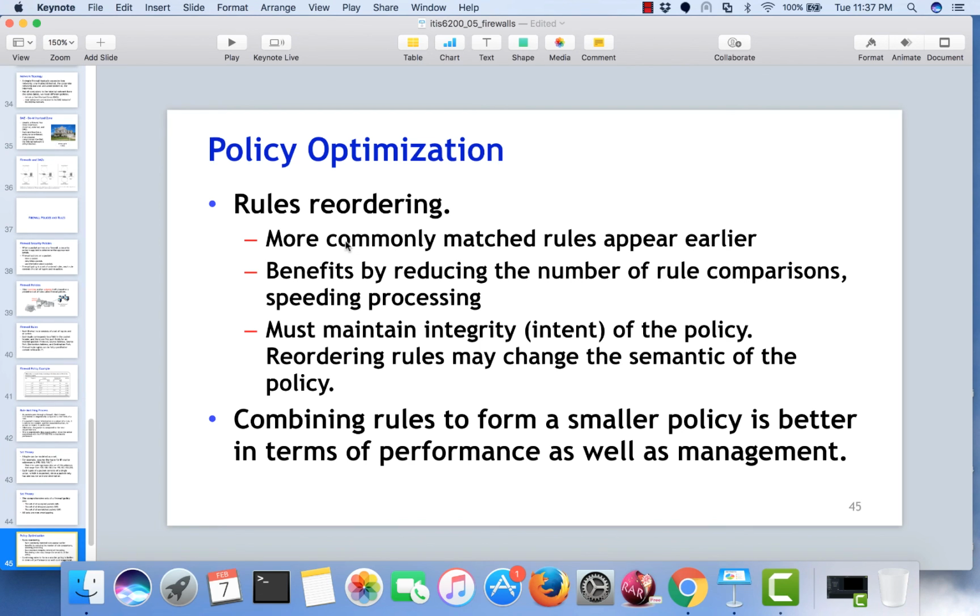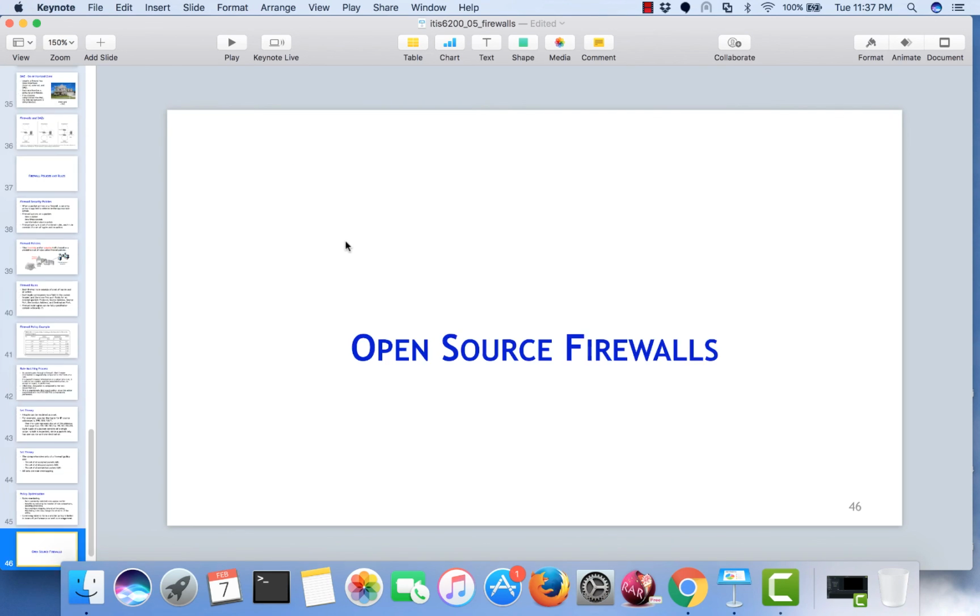Combining rules to form a smaller policy is better in terms of performance as well as management. If you have some very similar rules, where you're going to allow traffic from HR to accounting, but only FTP traffic or only telnet traffic, you can probably put that FTP and telnet traffic together, whatever that may be.